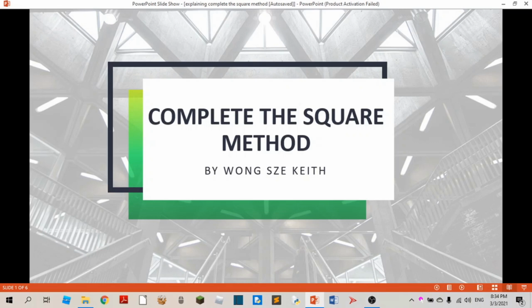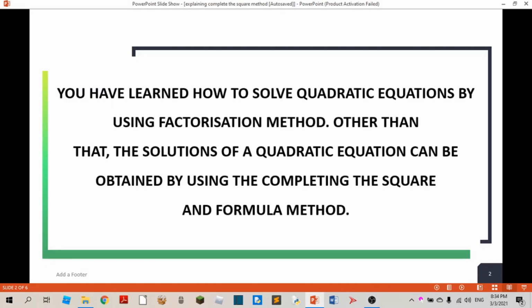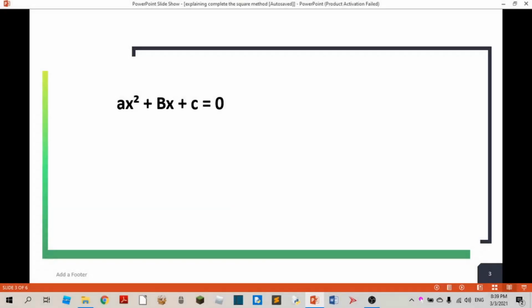Now, some of you might be wondering just what exactly the complete the square method is. That's why I'm here to explain to you all. The complete the square method is a method to solve quadratic equations other than using the factorization method. I'll explain it by writing the method. This is a quadratic equation which we are going to solve.